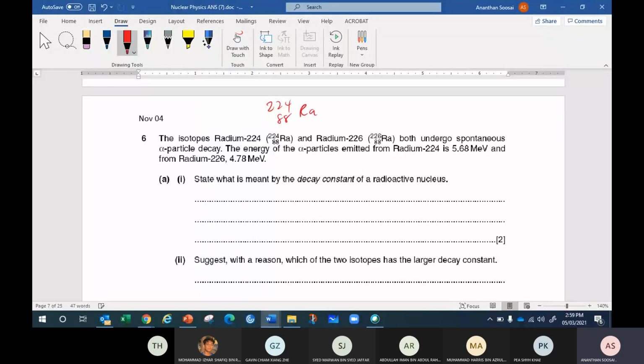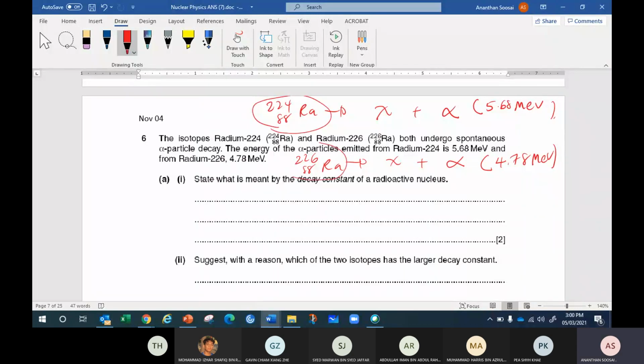Radium-224, 88, changes to a new particle and gives out an alpha with an energy of 5.68 MeV. The other one, 226, radium 88, gives out another daughter nucleus, we don't know what, and gives out an alpha with an energy of 4.78 MeV. So suggest with the reason which isotope has a larger decay constant. Does 224 have a larger decay constant or 226?